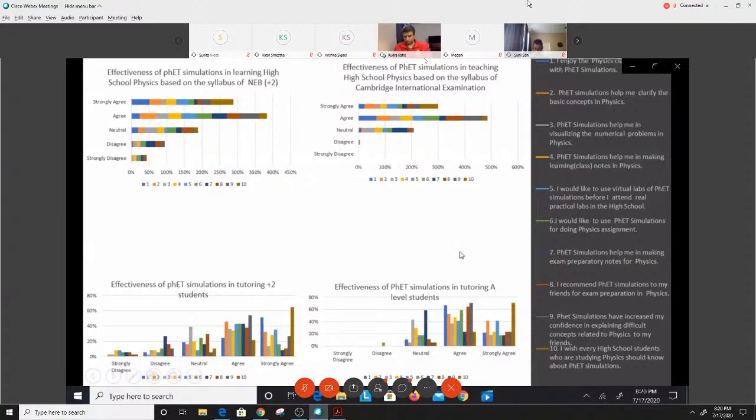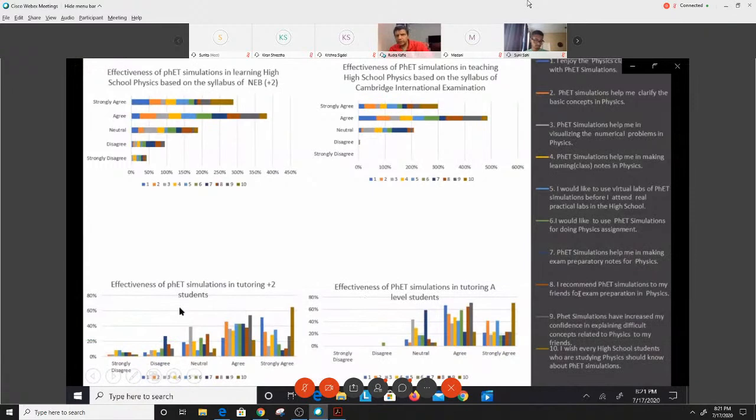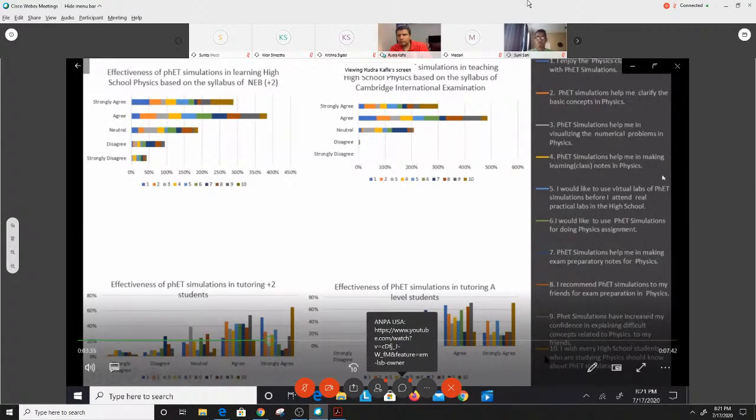Similarly, in A-level, for the response of strongly agree, the responses for question number 10 and question number 2 had a high role. Similarly, if you have to pick two questions that play a high role in the agree category, we find the responses from question number 9 and question number 1. So in both plus two and A-level, the responses to question number 10, question number 9, and then question number 2 and question number 1 were higher. Now, what are these questions 1, 2, 9, and 10?